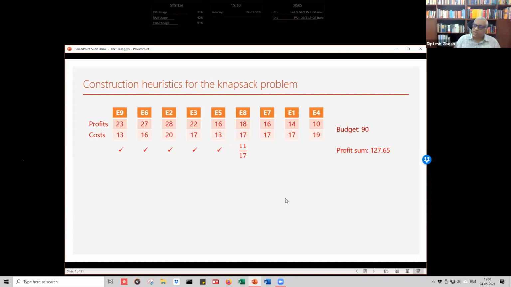Now, if I was left to either pick an element or not pick an element, this is what I would do. I would pick this, pick this, pick this, pick this, pick this. And then I would say that I have 11 units of budget left over. None of these will go, so I won't pick any of this. And that will give you a profit sum of 116. Not bad. Now, my optimal profit was 118.